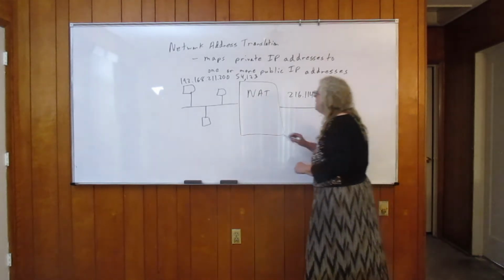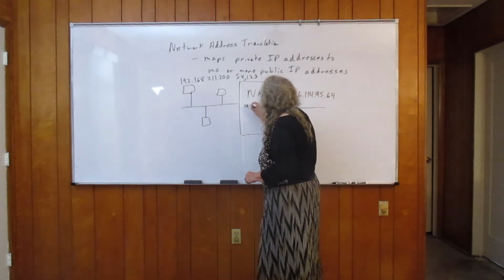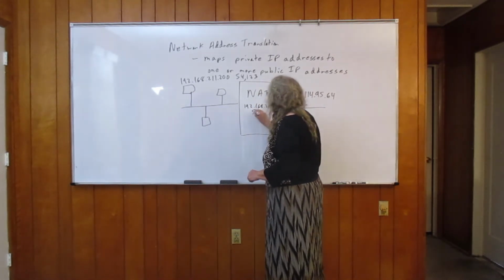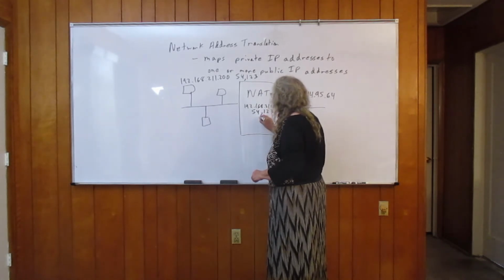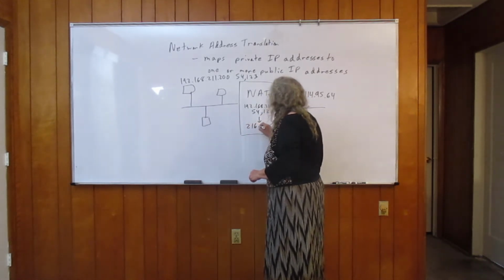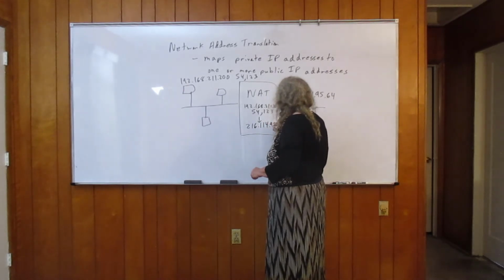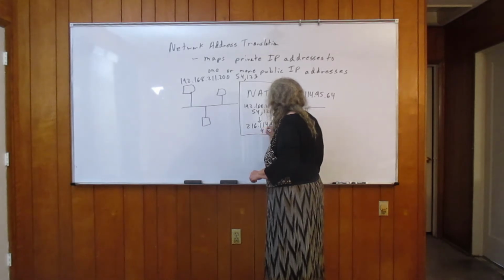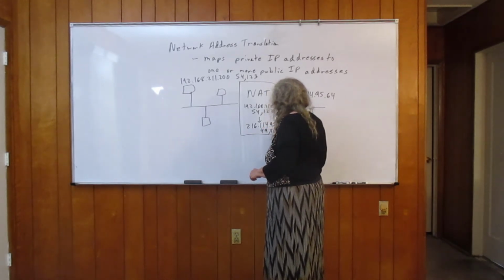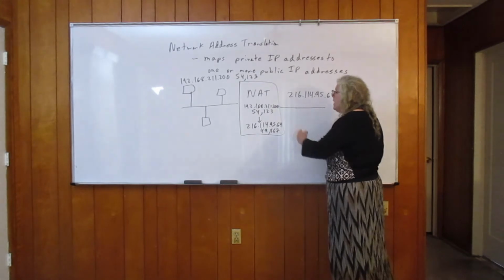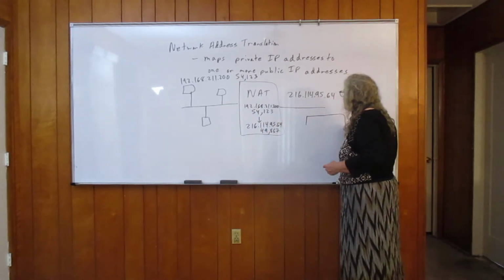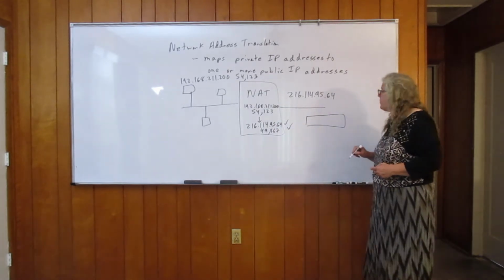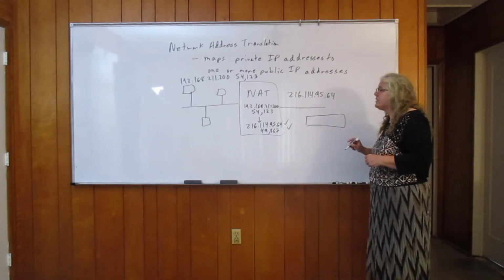216.114.95.64. So in its table, it's going to have 192.168.211.200, port 54,123. It's going to be mapped over to 216.114.95.64. And it'll select another port number where it's being mapped. So when the data packet leaves this network, it's going to have this source IP address and this source port number. Now the destination stays the same.